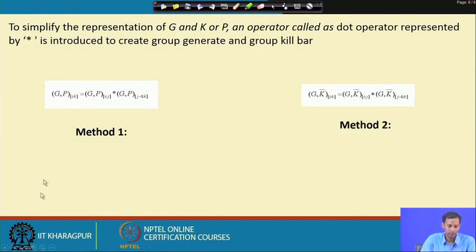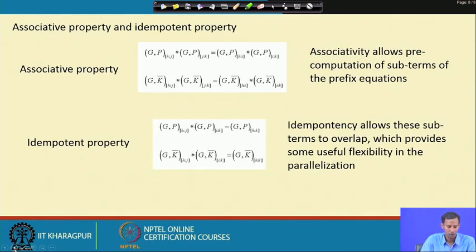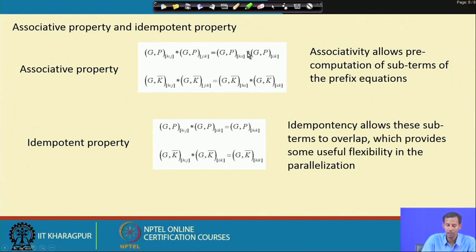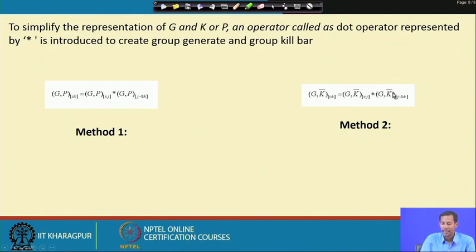Whenever we are telling this dot operation, what does it mean? This simplifies the representation of G along with K or P, P for method 1, K for method 2. An operator called the dot operator, represented by star, is introduced to create group generate or group kill bar. So, in method 1 this is the dot operation, in method 2 this is the dot operation. Okay.